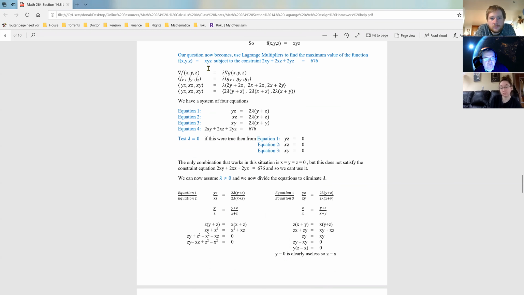So what do I have? I have the function f, and I have a constraint g. There's the gradients equal to each other with the lambda. If you differentiate x, y, z, darn space. Oh, good, I fixed it. Did I fix it? Yes, I did. Equation 1, this guy here should say yz.